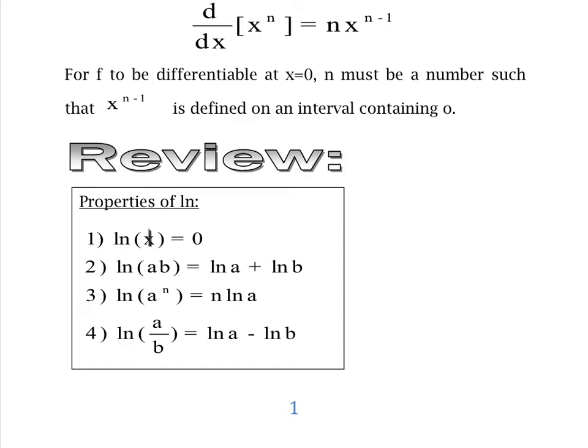This should just be the natural log of 1 is 0. The natural log of 1 is always going to be 0. And remember that if you have the natural log of a times b, you can separate that out as natural log a plus natural log b. Remember, if you have an exponent inside the log, you can move it out in front as a coefficient, and if you're dividing, that's like subtracting two separate logs. So, some basic review. Let's talk about the derivative now.